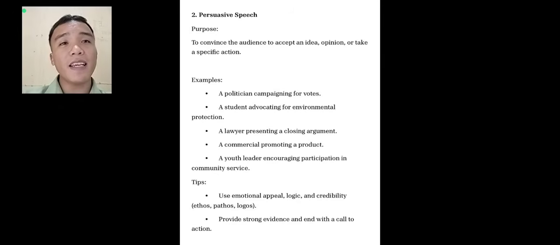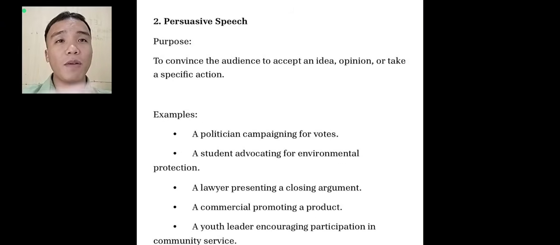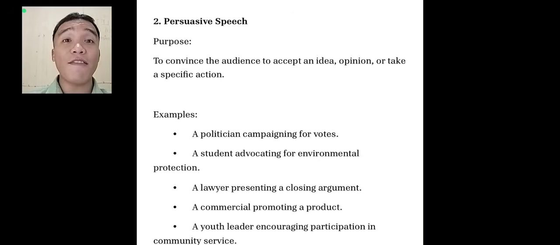Okay? So our second type of speech, according to purpose, is the persuasive speech. This is quite different from the informative speech because it is purposed to convince the audience to accept an idea, opinion, or take specific action. So in short, a persuasive speech, from the word itself, persuasive, it is purposed to persuade, or in Bisaya, mangumbinsi. Kanang nakagi-convince. You are trying to convince the audience to believe or to do something based on what you are saying. A good example of this is a politician campaigning for votes.